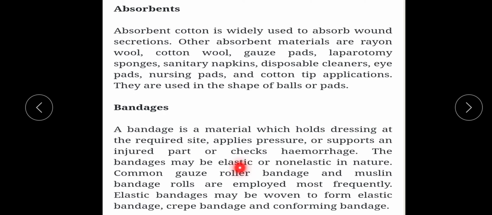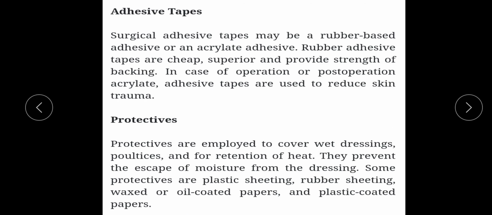The bandage may be elastic and non-elastic in nature, it may have both properties. The common gauze roller bandage and the muslin bandage roll are employed most frequently, right? We have discussed that in regular classes, so in this kind of answer you can just name them. Elastic bandages may be woven, crepe bandage and conforming bandage are the things, right? Then adhesive tapes. Surgical adhesive tapes may be rubber based adhesive or an acrylate adhesive.